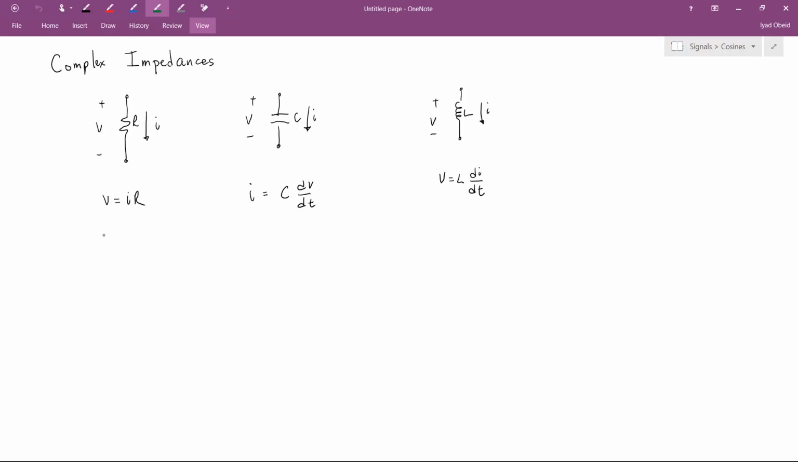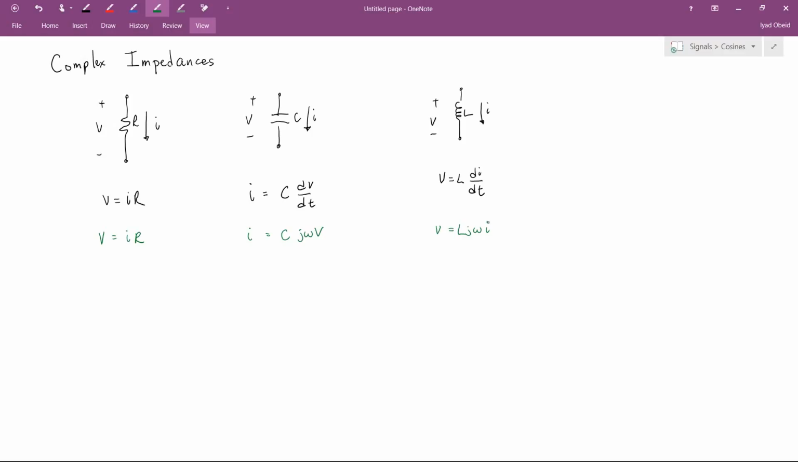equation. So in the case of the resistor, it's voltage as a function of frequency equals current as a function of frequency times resistance. In the case of the capacitor, it's current as a function of frequency equals capacitance times the derivative of voltage, which is j omega times voltage as a function of frequency. Sorry, capacitance is not a function of frequency, it's a constant. And in the case of the inductor, it's voltage equals inductance times the derivative of the current.